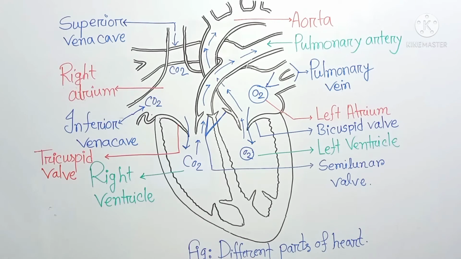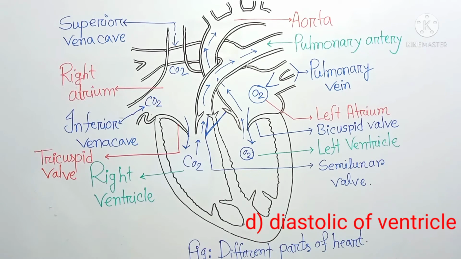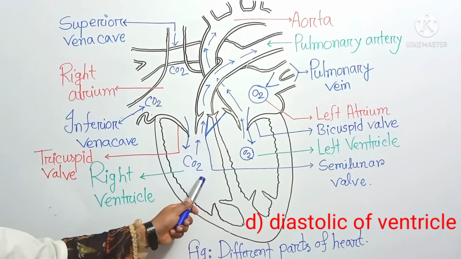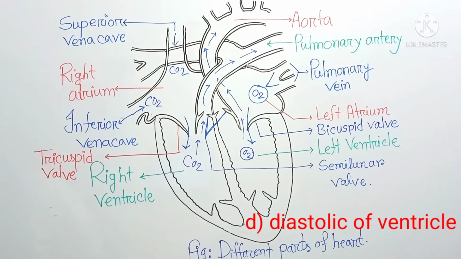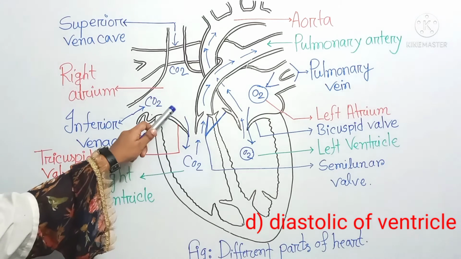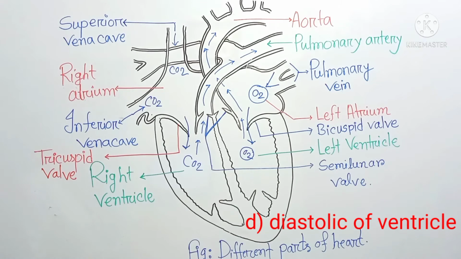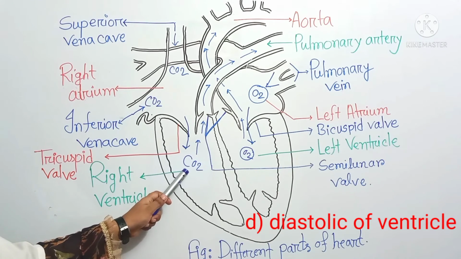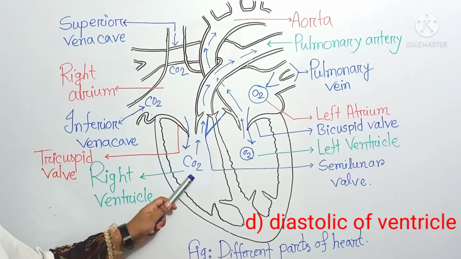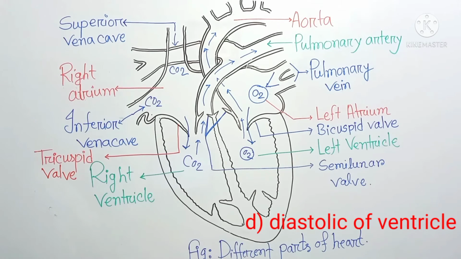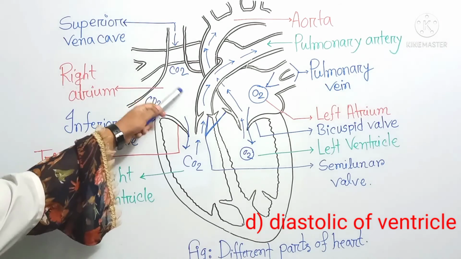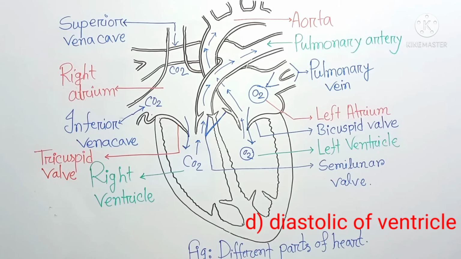Number 4, our last stage is diastole of ventricle. Diastole means expansion. The diastole of ventricle starts just after the systole of ventricle. At this stage, blood from the atrium again begins to normally fill the ventricle.